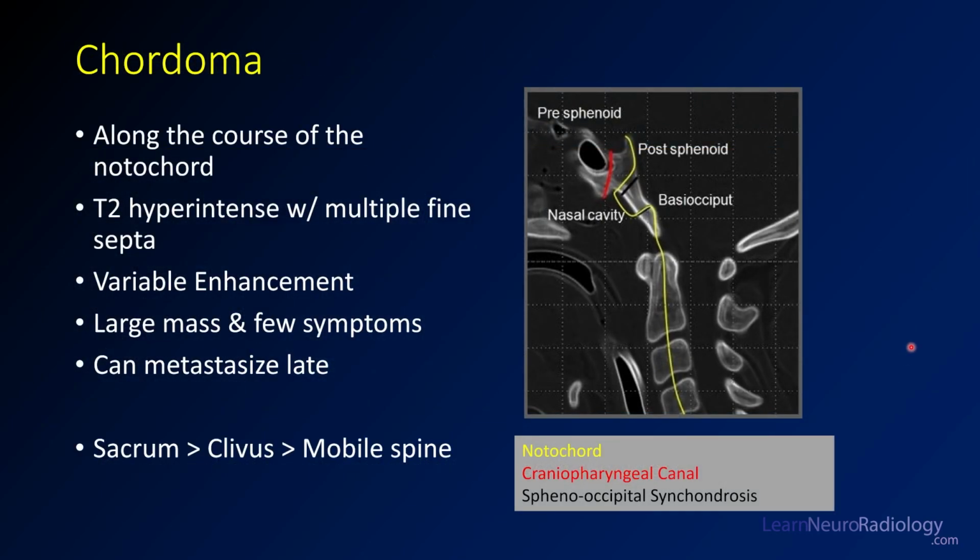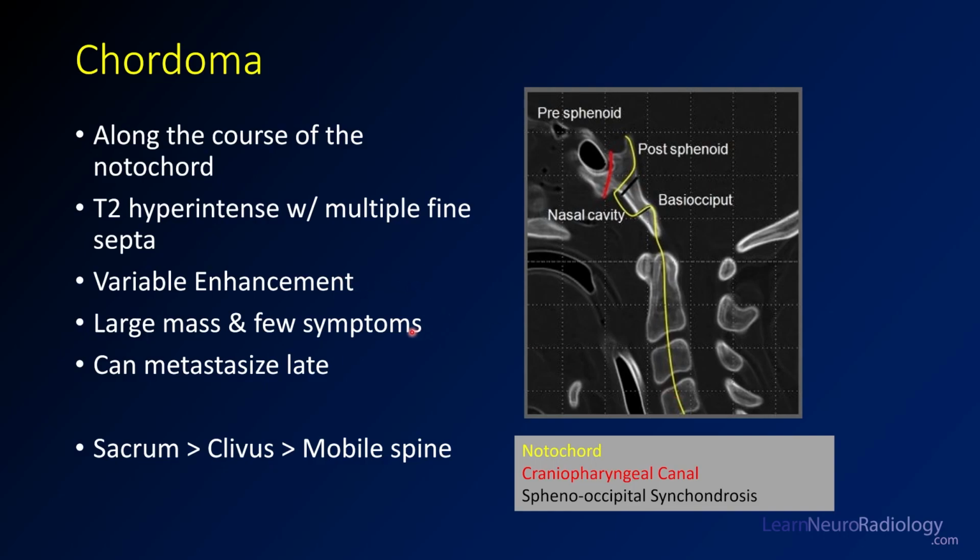This turns out to be a chordoma. Chordomas are notochordal remnant tumors. They can occur anywhere along the location of the embryonal notochord, which goes all the way from the clivus through the central portions of the spinal canal, all the way down the spine to the sacrum. They can have kind of variable enhancement.